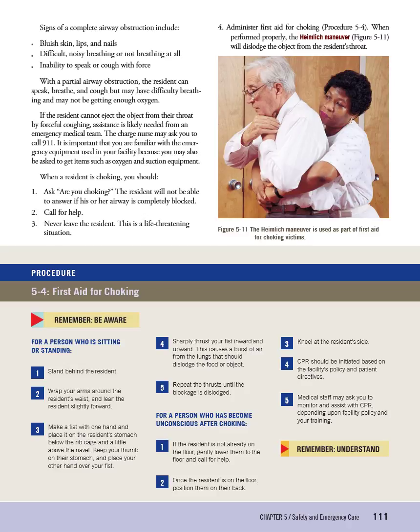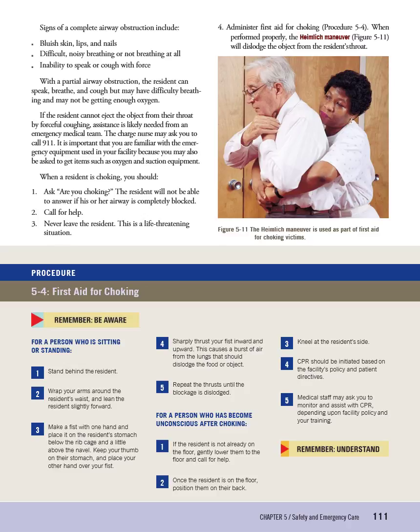With a partial airway obstruction, the resident can speak, breathe, and cough, but may have difficulty breathing and may not be getting enough oxygen. If the resident cannot eject the object from their throat by forceful coughing, assistance is likely needed from an emergency medical team. The charge nurse may ask you to call 911. It is important that you are familiar with the emergency equipment used in your facility because you may also be asked to get items such as oxygen and suction equipment.